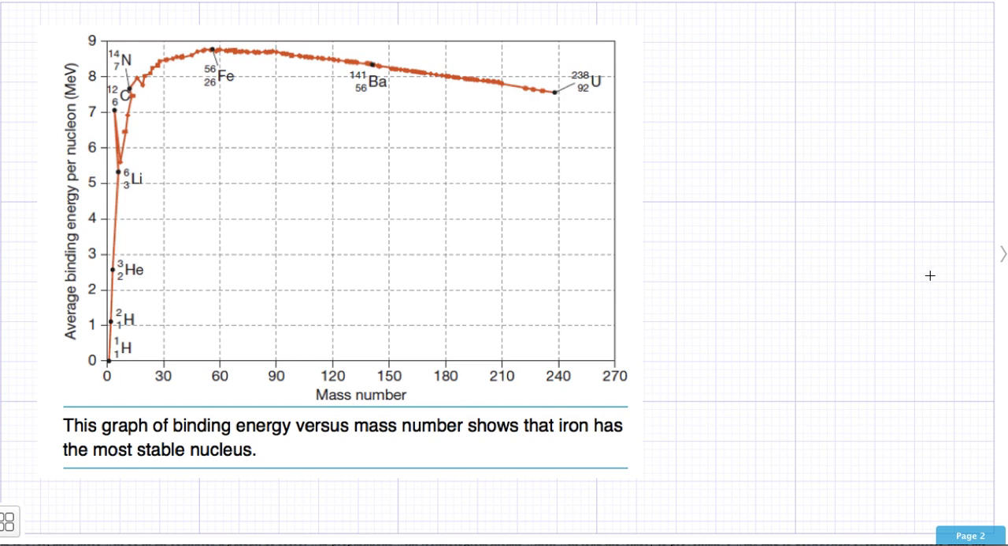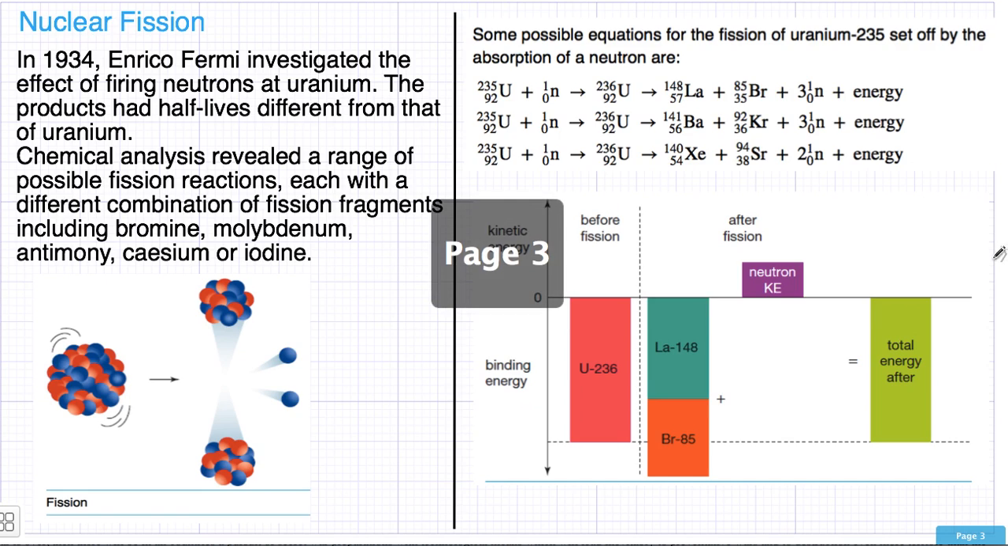So last lesson we looked at the binding curve for elements, and remember this was the energy required to split an atom, a nucleus, and we saw that iron has a really high binding energy because it's quite hard to split, it's very stable. But today we're going to have a lot of focus on uranium. So first thing we're going to look at is nuclear fission.